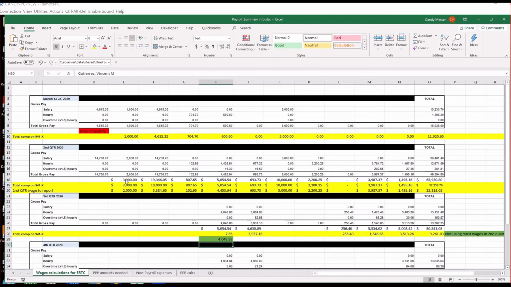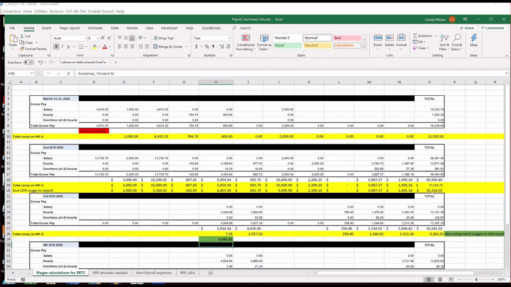And again, this is the total that they would have earned in the second period. This is what we're going to report on the 941X because there's a 10,000 max. So when we add together the March 13th to the 31st, as well as the second quarter to be reported, this was the total wage, yet 10,000 is the maximum. So again, splitting up between the second quarter and March, because we do have to split that on the worksheet, and then on the 941X, these are the two numbers that will be listed on there.